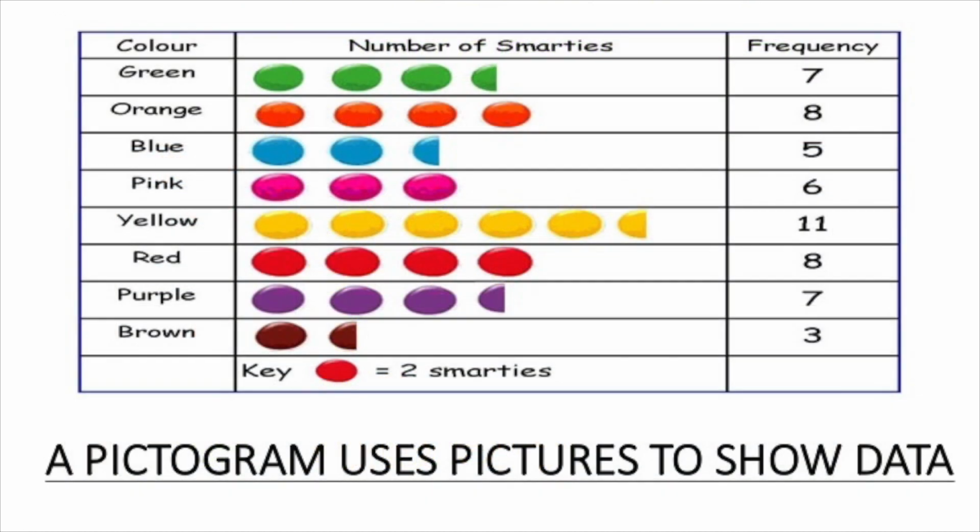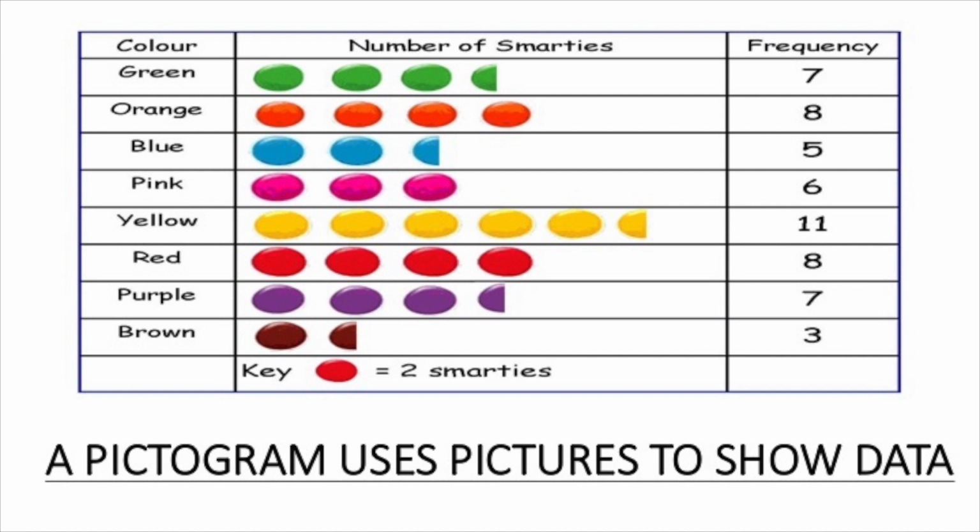A pictogram uses pictures to show data. Yes, and each pictogram usually has something called a key. The key here says 1 sweet equals 2 Smarties. So we have to be careful because sometimes 1 doesn't mean 1.